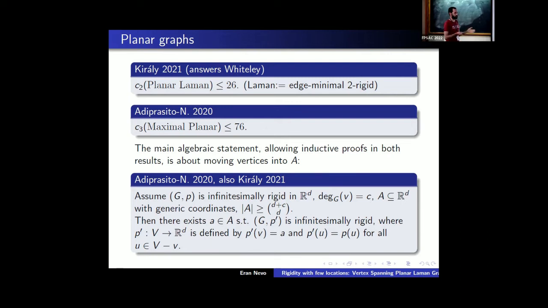And now compute the determinant of the resulted minor. So this will be a polynomial of degree at most C, because there are at most C columns involving this vertex V, and of degree in D variables. So degree at most D in D variables. Namely, it's in a space of polynomials of dimension D plus C choose D.